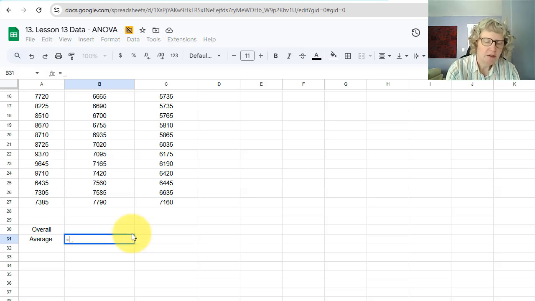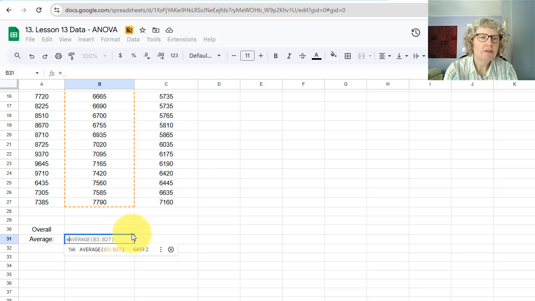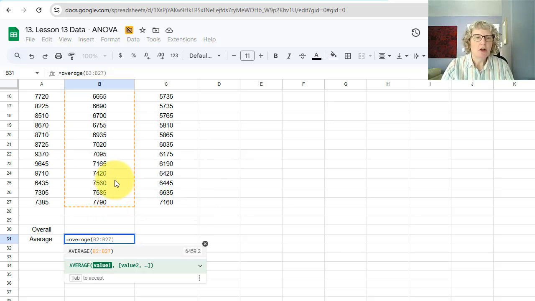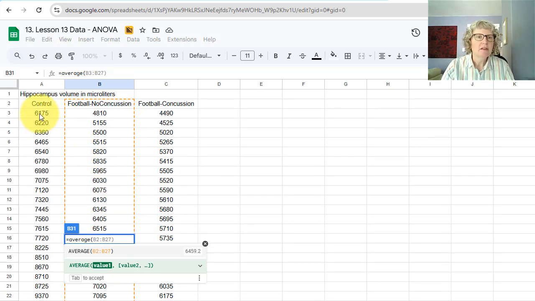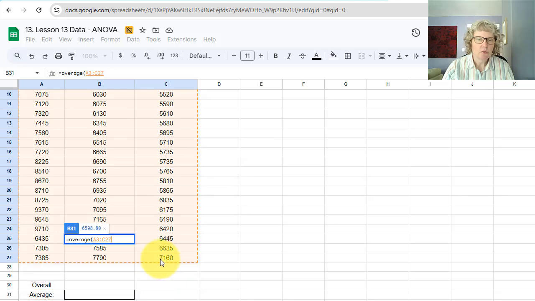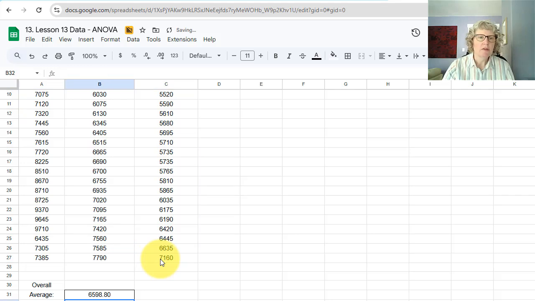So the spreadsheet command is average, equals average, and it thinks I want just that middle column, which is a reasonable assumption, but I'm not going to do the titles. So I'm going to go from A3 and select and drag my mouse down to C27. Or you could type A3 colon C27, and I'm going to close my parenthesis and enter.